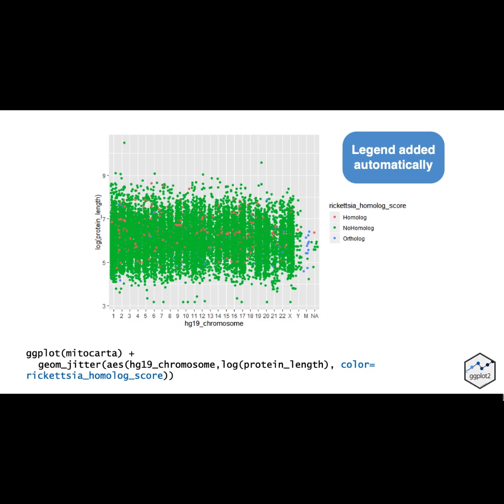But first, here's just a quick example. Earlier, I asked the question, in this data set, do any of these chromosomes have more rickettsia homologs than another? And so in this case, I colored by rickettsia homolog score. And what we see is that the mitochondrial chromosome actually has a lot of orthologs. So that's interesting information.